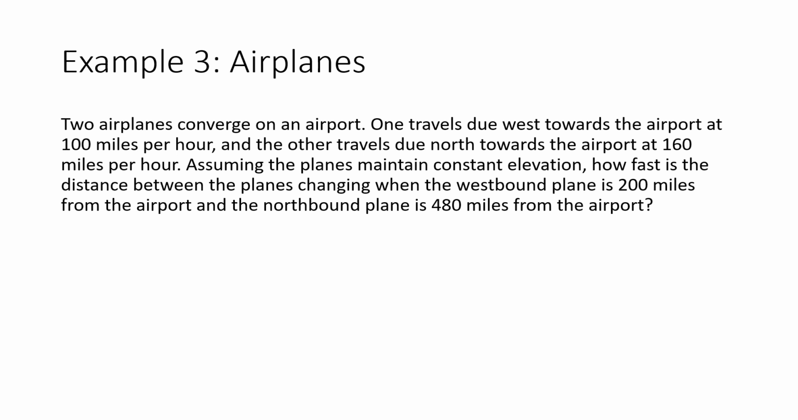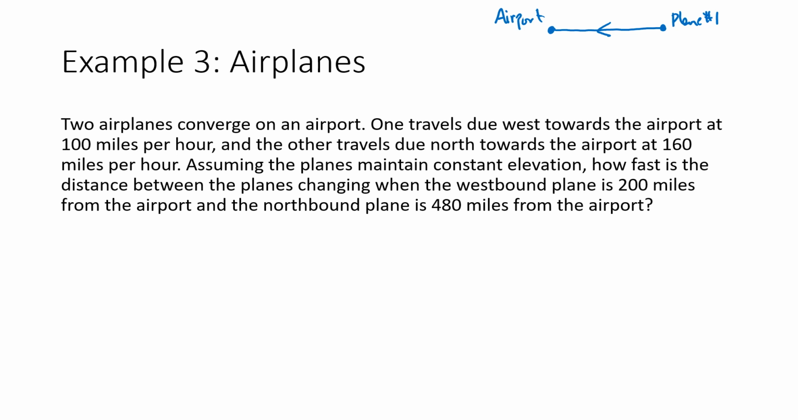Okay, so if this is the airport, one of the planes is traveling west towards the airport. So west is over here. If we're thinking about normal directions on a map, west is traveling to the left. So that would be going in the west direction. So that's where my first plane is. Maybe we'll call this plane number 1.